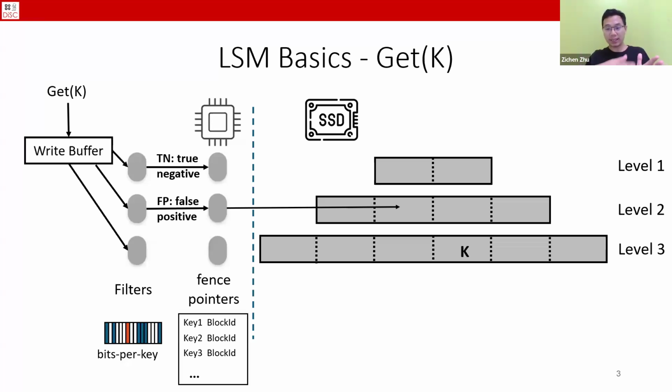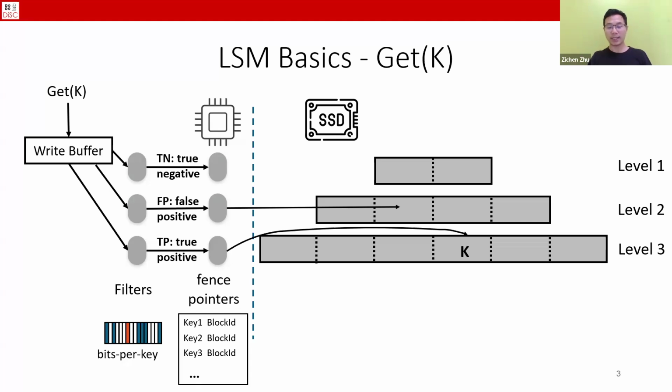We may retrieve that data block from disk, and may find no matching key because of the false positive rate. And if that happens, we move on to the next level. We go through the same procedure as I mentioned earlier, and we retrieve the data block. We find the matching key-value pair. We return the associated value.